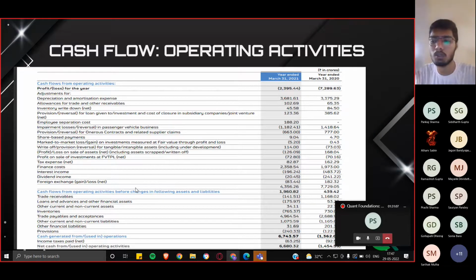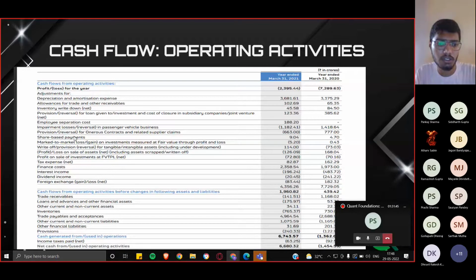Allowance for trade is basically this: suppose someone has to make payments for the loans that you have given them. There is some risk associated with it, as there is no 100% guarantee that they will pay your money. After considering that risk, you come up with the allowances for trade and other receivables, and that is this one. Inventory write down, I told you earlier what a write down is. Then provision for loan, which we have talked about. Employee separation cost we have talked about. Impairment loss we have talked about.